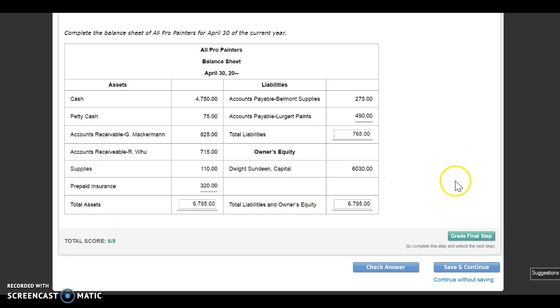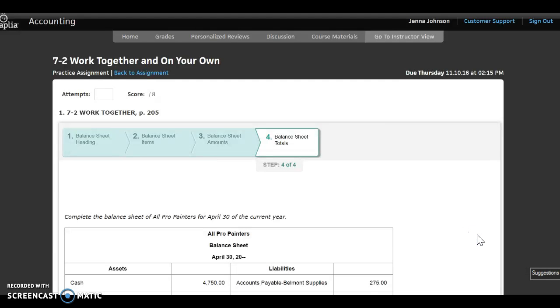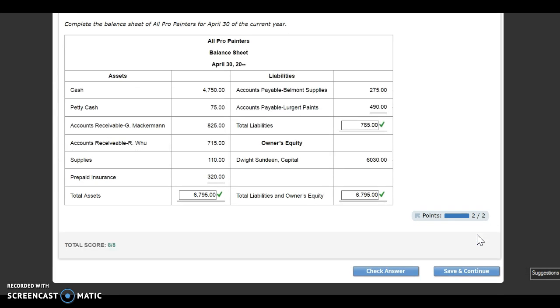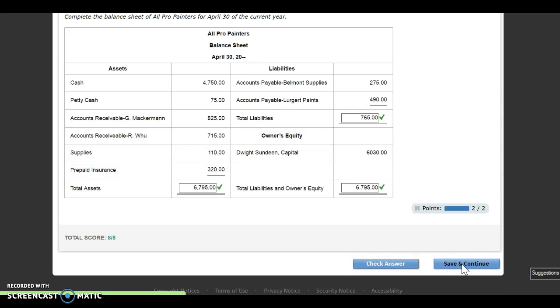Now, this would be a huge hint to us. If I accidentally put the capital that we just found on the worksheet, I would see that my assets did not equal liabilities and owner's equity. So that would be a red flag for us. I would know that I needed to fix something. That's why we're always double checking. I'm going to grade final step and save and continue.